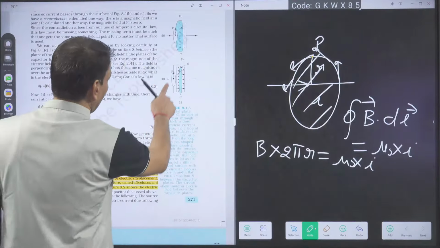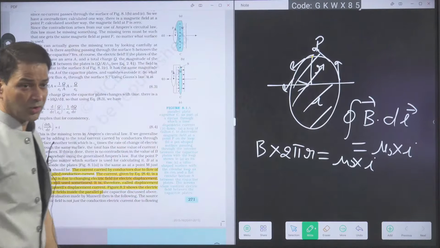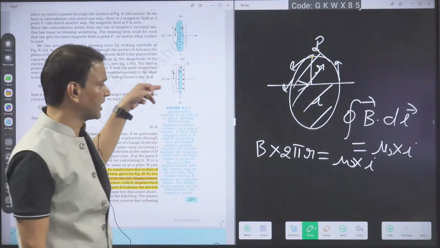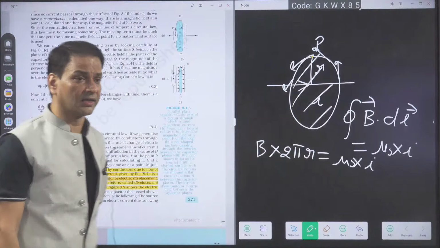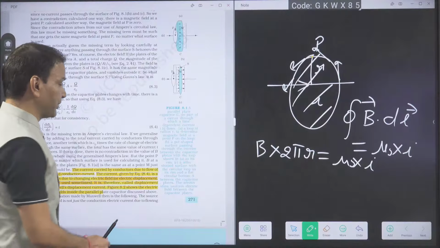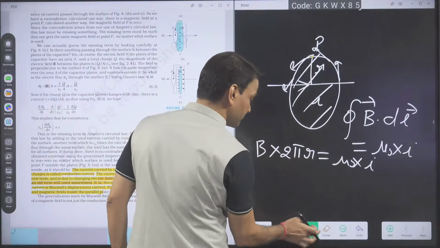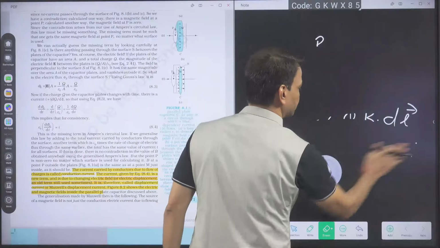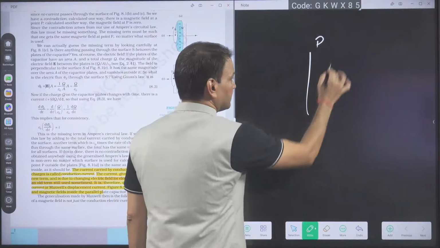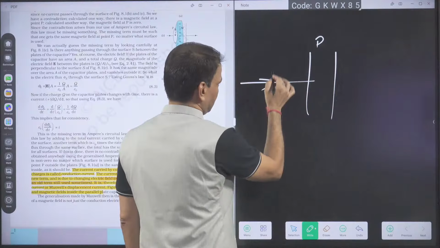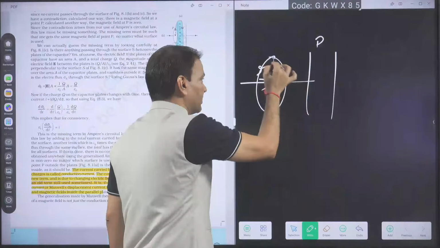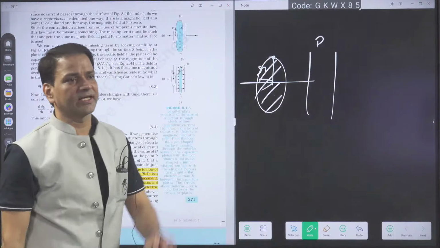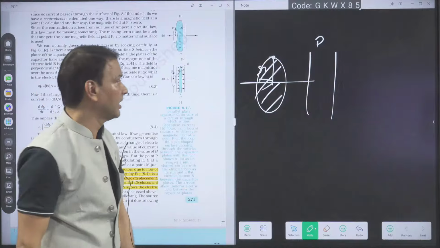Suppose I am finding the magnetic field at the point P. Due to the conduction current, what is the B I got? Mu naught upon 2 pi I by R. But suppose I am taking the Ampere loop. This is the point where I want to find the magnetic field. First I took the Ampere loop here like a disk. Then I got the magnetic field mu naught upon 2 pi I by R.